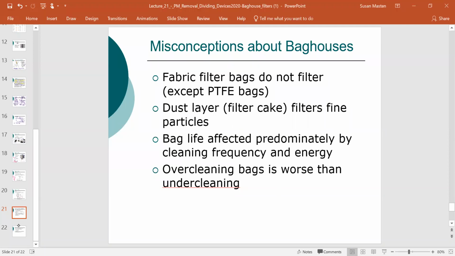The life of that baghouse is predominantly affected by the cleaning frequency and the energy by which you have to clean it. The harder to remove that material, the more energy you need to use to detach that material, and the more often you're going to have to change those filter bags. And overcleaning is worse than undercleaning. With undercleaning, you're going to reach that maximum pressure quicker, but you're not going to deteriorate the integrity of the bags as quickly as you would if you overclean.